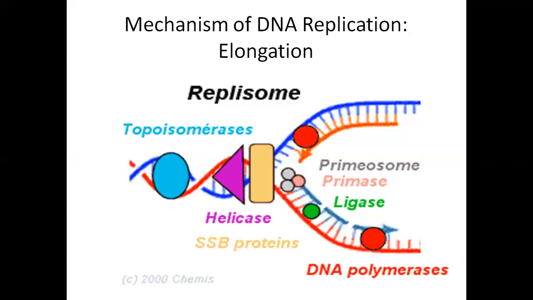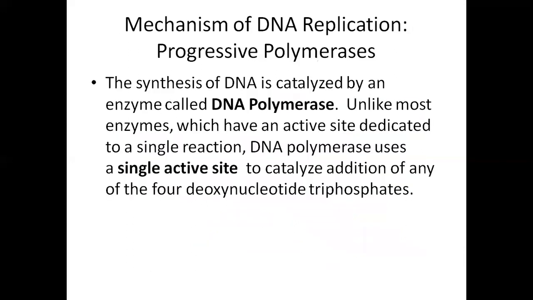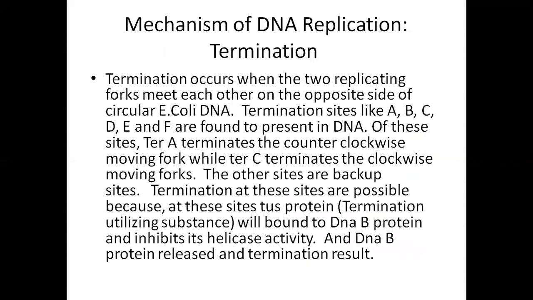There is formation of replication forks. In the termination process, termination occurs when two replication forks meet each other on the opposite sides of the circular Escherichia coli DNA. Termination sites like A, B, C, D, E, F are found to be present in the DNA at these sites.